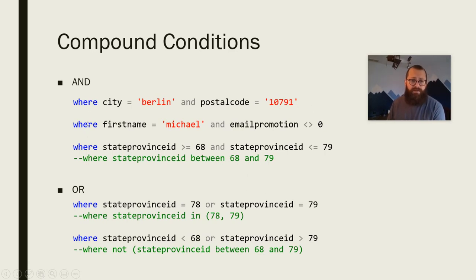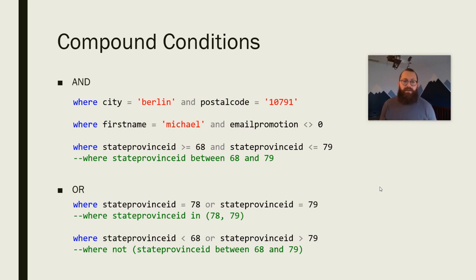And then in the second clause, we're saying return records where the first name is Michael, and the field value for the field email promotion is not 0. And then in the third clause, we are saying return records where state province ID is greater than or equal to 68 and is less than or equal to 79.